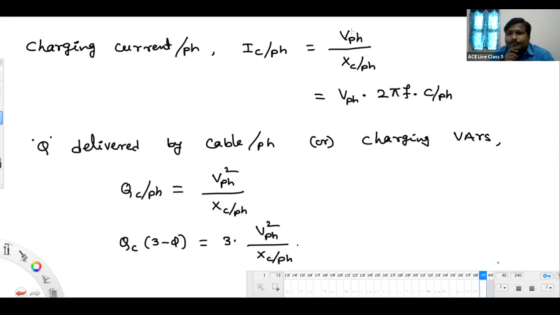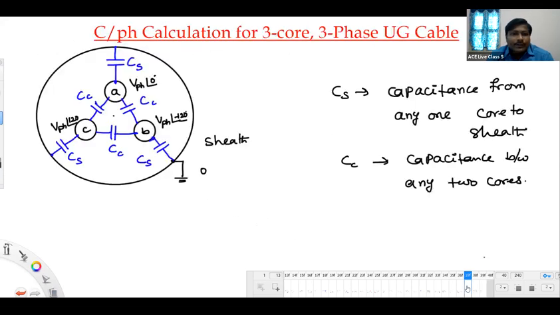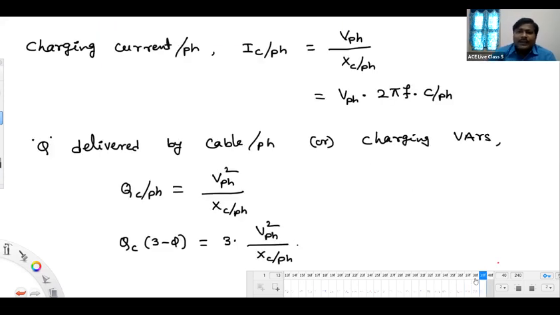Fine. In tomorrow's class, we will be discussing the calculation of CS and CC, and some experiments we are going to conduct to find out these things. After that, we will move on to losses in the cables. The last topic will be insulators, and we will discuss a little about the distribution system. Tomorrow and the day after, by the 9th, we will be finishing the syllabus.